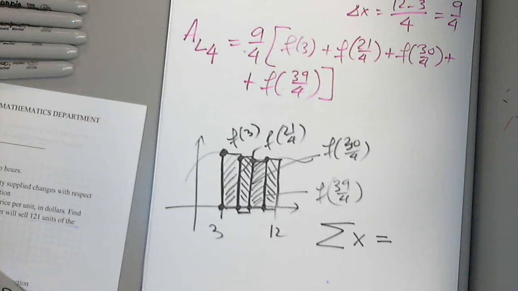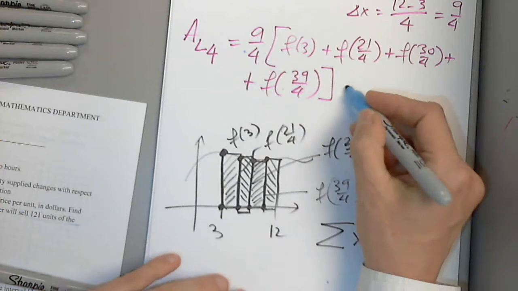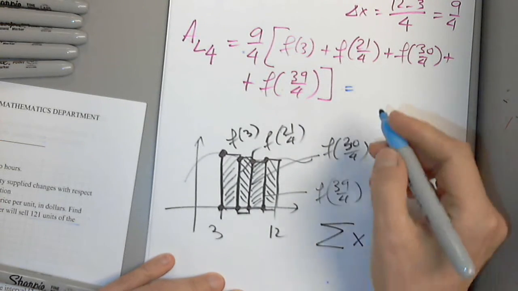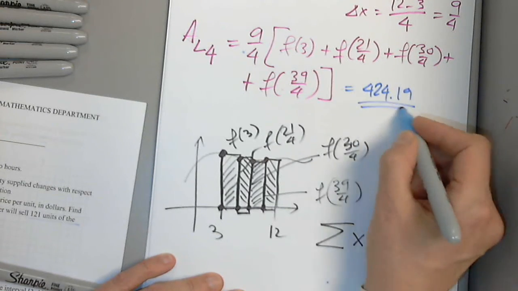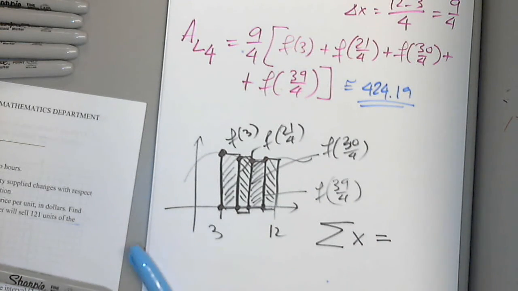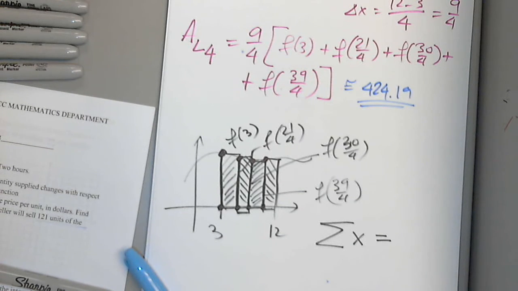So second and quit. I go to stat. I go to calc. One variable. I want list L2. So from everything that I see here, I only need the sum. The sum is this. So it's 424.19. This is the approximation. It's a rough approximation because we only used 4 subintervals.